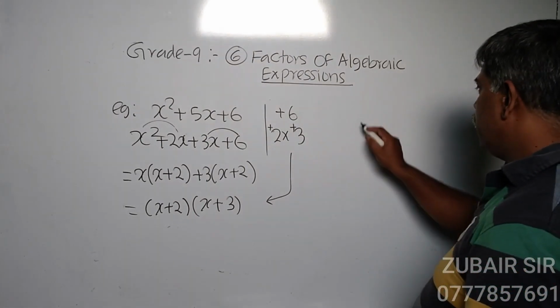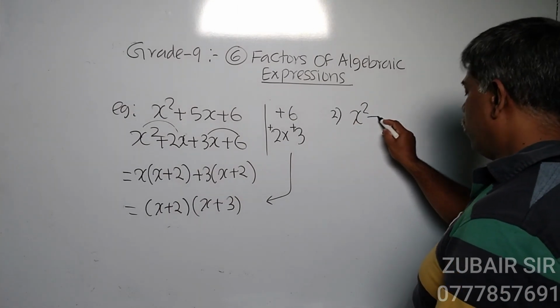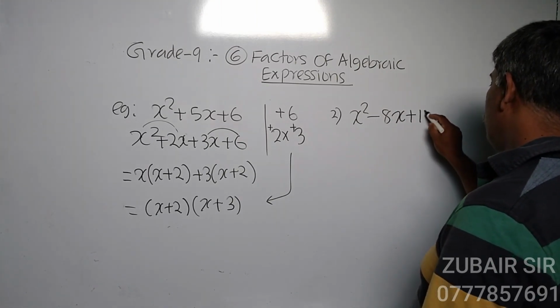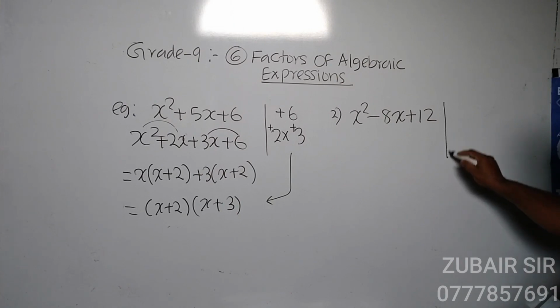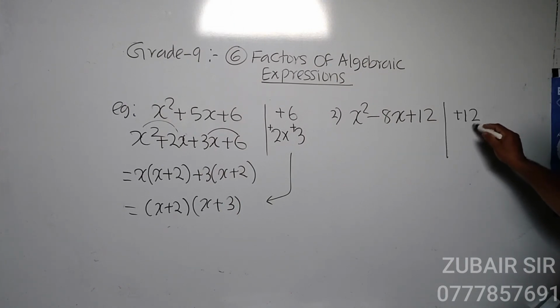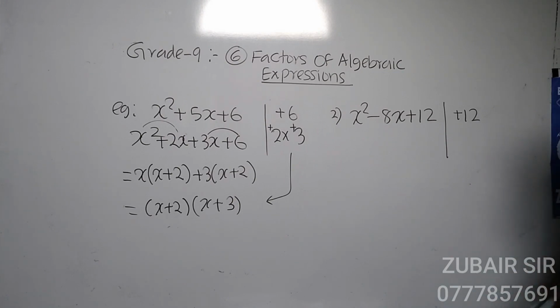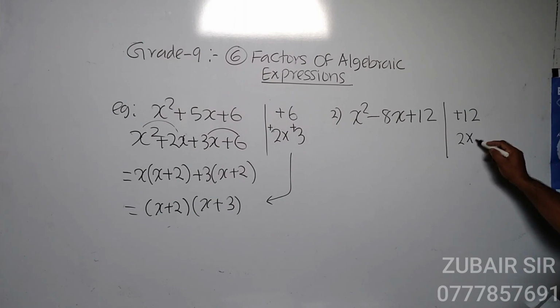Now we are getting like this. X squared minus 8x plus 12. X squared minus 8x plus 12. Now here last number is plus 12. By using the factors of 12, you have to get minus 8. Then 12 can be taken as 1 into 12, 2 into 6, 3 into 4. I want to take 8, no, so I can write 2 into 6.